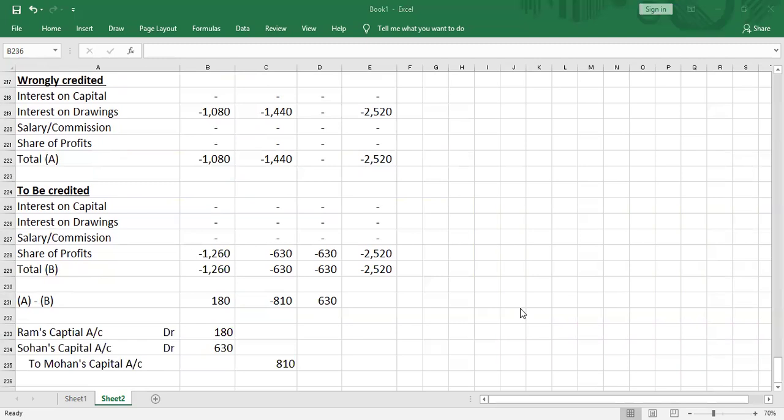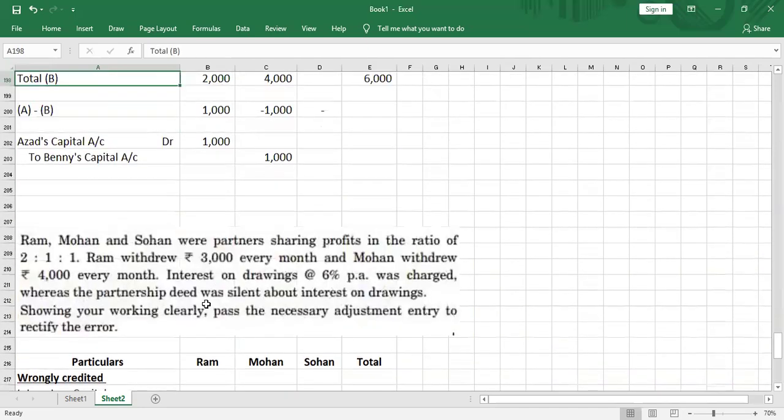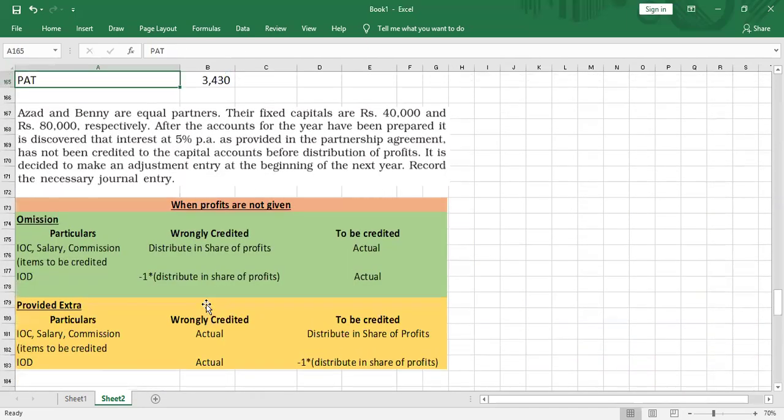With this, we have come to the end of this video. I hope I have explained how to tackle problems when the profit is not given and if they provided extra or provided or omitted certain items, how to do the rectification entry. Kindly go through this table clearly, my dear children. I wanted to get it right. With this, I've come to the end of all the different types of past adjustment questions they are asked.